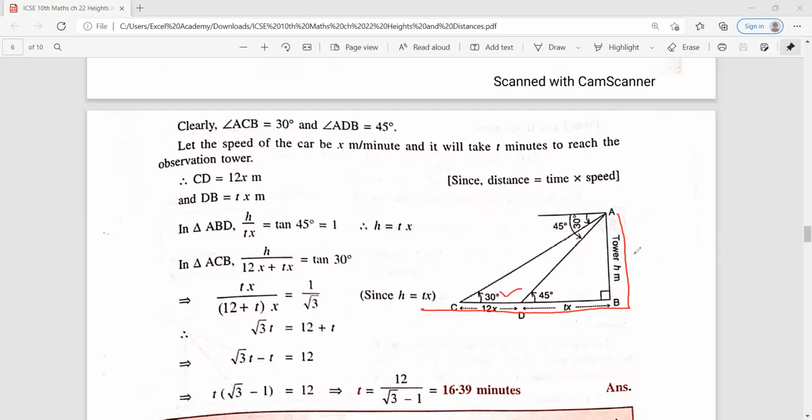Tan 30 is equal to height of tower AB upon the base BC, right? So you get h upon 12x plus tx is equal to tan 30. Tan 30 happens to be 1 upon root 3. Okay, so substitute all the values. You can take x common from the denominator. x gets cancelled. Understood? That is why this is very important.